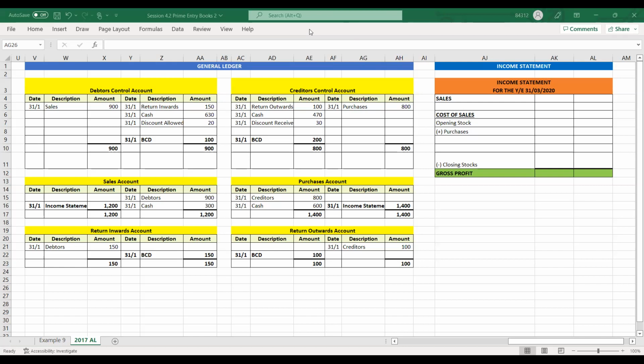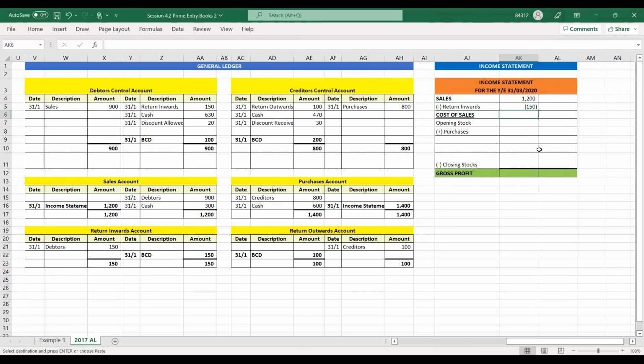Can you tell me how much is the gross profit? Sales total 1,200. Then there is a sales return, return inwards 150. It has to be deducted. So net sales will be 1,050.